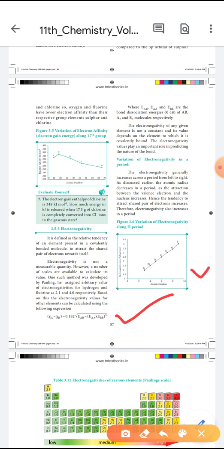See the graph of atomic number versus electronegativity according to the Pauling scale. As the atomic number increases, the electronegativity also increases. You can see that lithium has a lower electronegativity compared to fluorine.